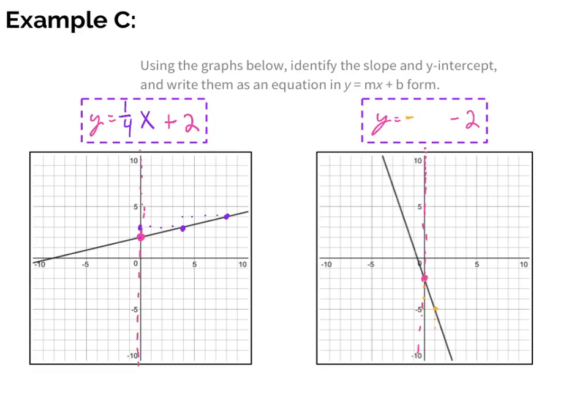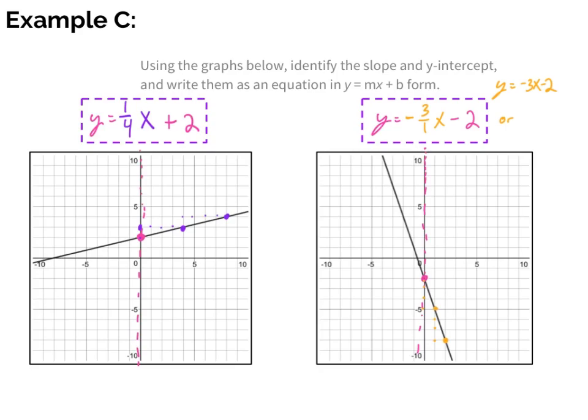Down 1, 2, 3 over 1. So I've done it twice. So it's down 3, or negative 3 over 1, which simply reduces to negative 3. So I could have either y equals negative 3 over 1x minus 2, or I could simplify my equation and have y equals negative 3x minus 2. Either one is correct.